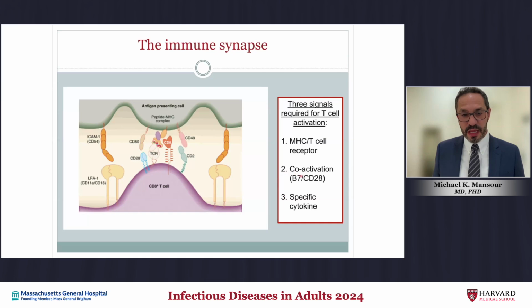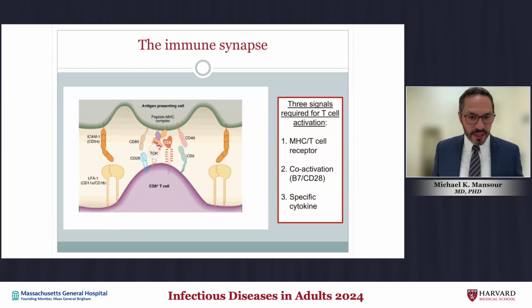So signal two can come in a variety of forms, but the most common is the engagement of B7 and CD28. B7, or CD80, comes from the antigen presenting cell, and that'll engage CD28 on the T cell. And this delivers another signal downstream into the T cell, which continues to activate that T cell.